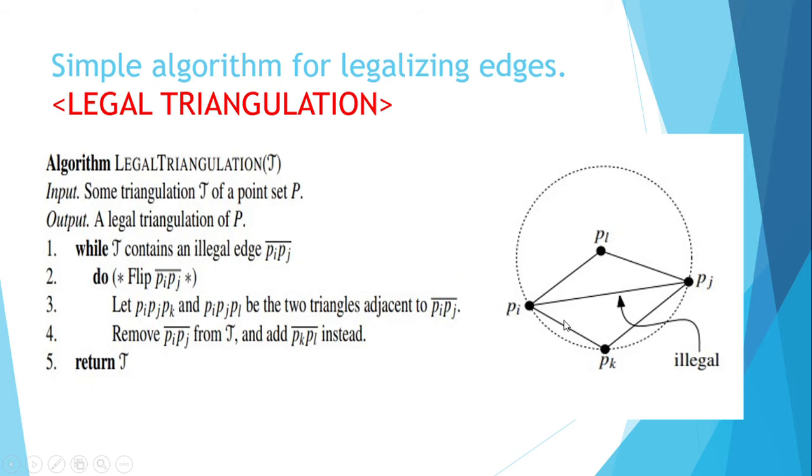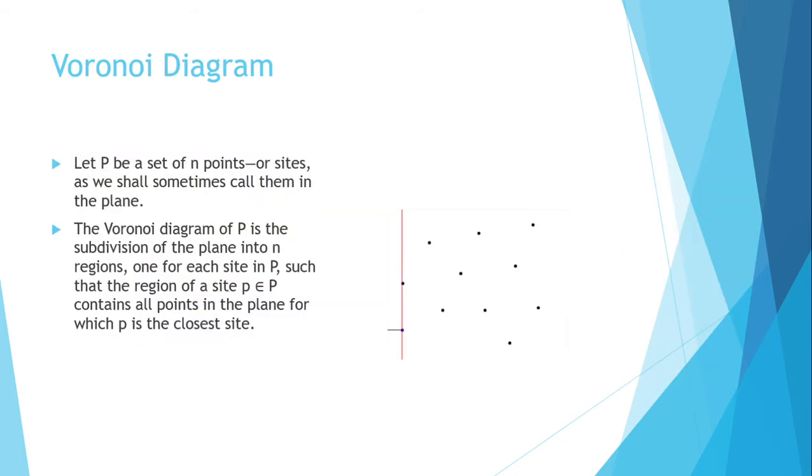That is, we are removing pi pj and adding pk pl, such that if we draw a triangle with pj, pl and pk, pi may lie outside. That is not the purpose of it, but finding the illegal edge and flipping the edge is this algorithm's job.